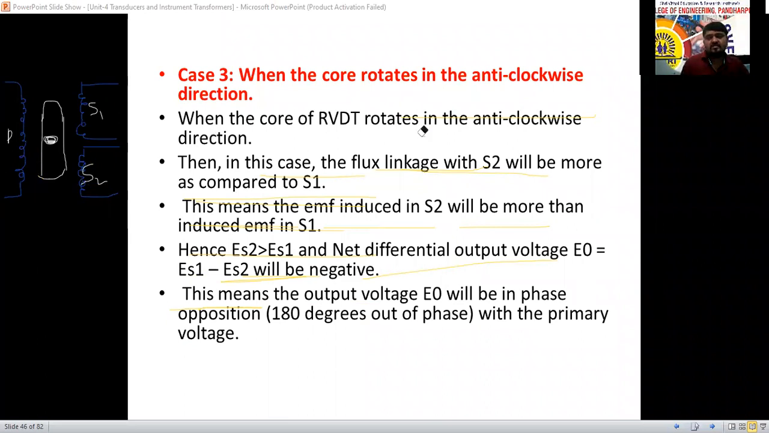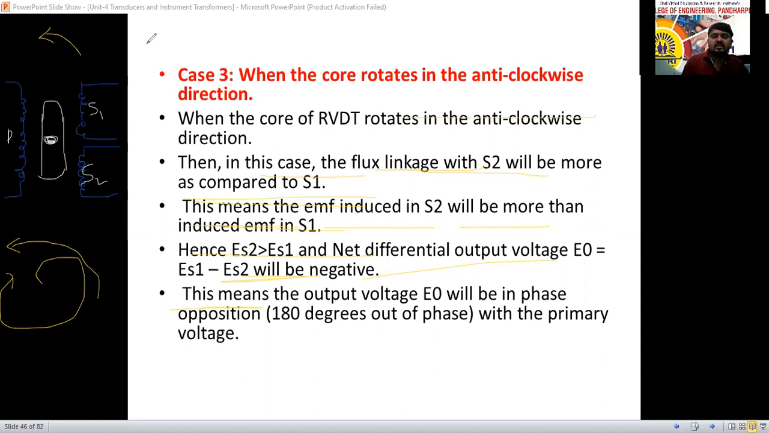Now is it visible? So anti-clockwise means left to right or right to left? Which one? This one? The clock will rotate in this direction. So anti-clockwise means opposite to that one here. So secondary to the primary side, it is nothing but.